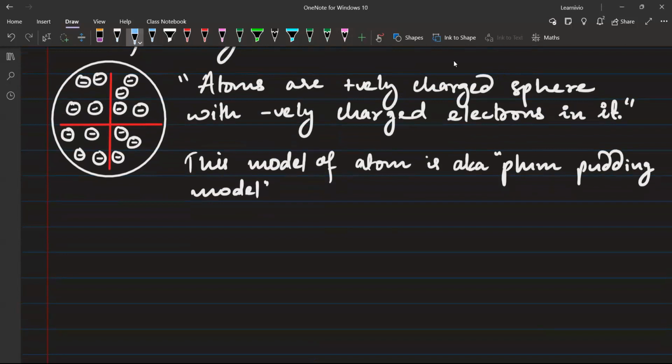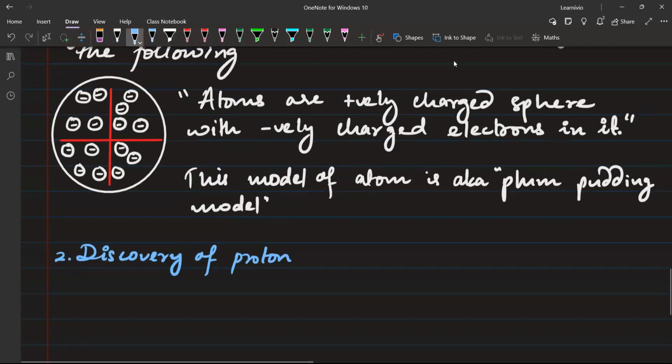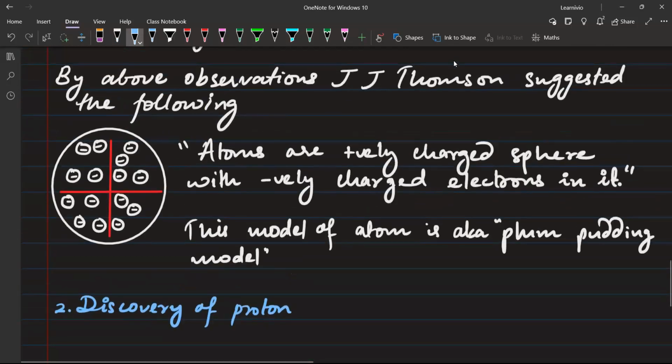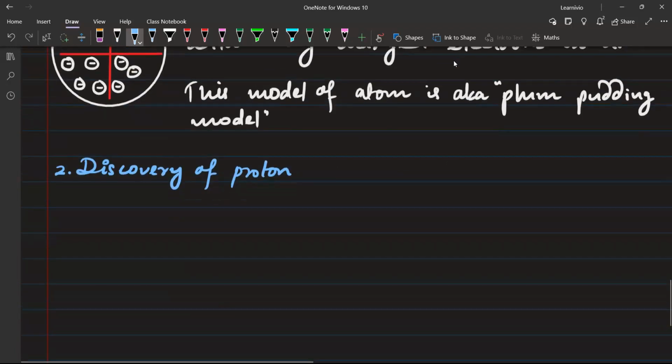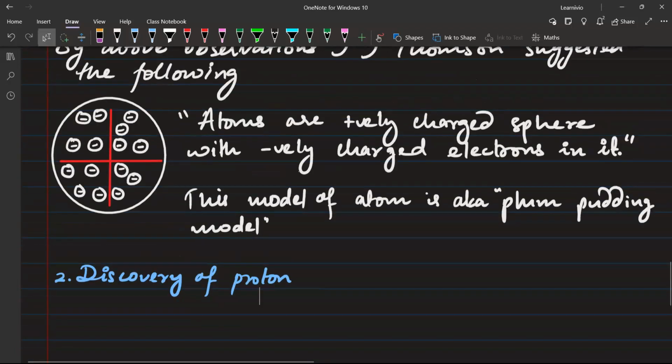Next experiment was the second one, that is proton. The discovery of proton. So here we have discussed the J.J. Thomson model. For J.J. Thomson, when we discuss the models of atom, we'll only be writing the drawbacks of the J.J. Thomson model. So this is the only thing from the J.J. Thomson model: that these are positively charged spheres with negatively charged electrons in it.